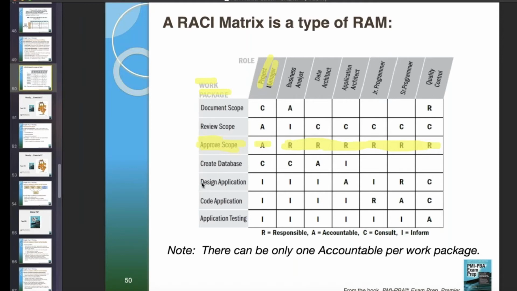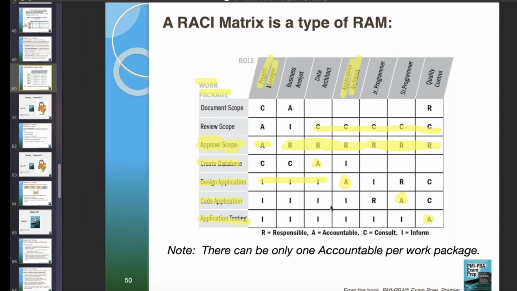What about design application? Who answers for that? This person here, application architect for this one. You can have lots of kept informed, lots of consulted, lots of responsibles, but there's only ever one accountable person per work package. Only one is answerable for any work package.